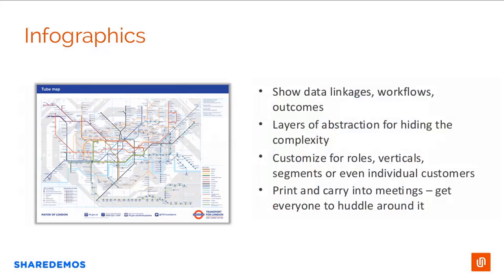They know how to find what their starting point is. They know how to find what their ending point is. They know how to follow the colored lines. They know what the stations are, etc. And I think this is a great example of an infographic that we should all be using in communicating our complex products, using these visuals to show data linkages, workflows, outcomes for customers, hiding the complexity by creating layers of abstraction.